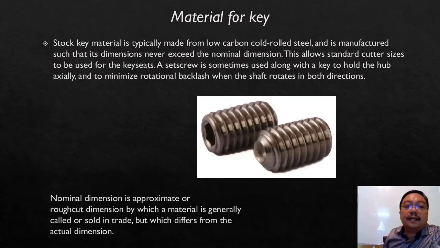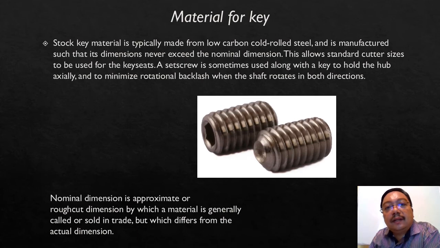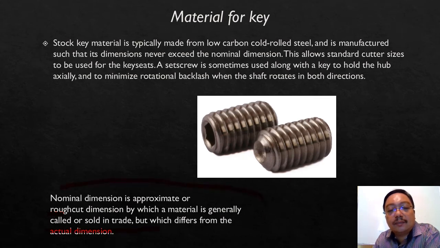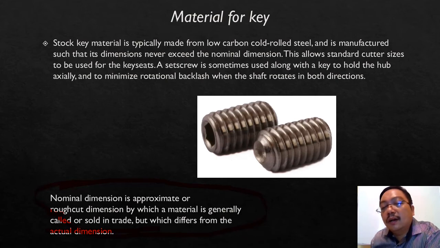Okay, material for key. The stock key is typically made from low carbon rolled steel. It is manufactured so that the dimension never exceeds its nominal dimension. The nominal dimension is the approximate or rough cut dimension by which this material is generally called or sold in trade, which differs from the actual dimension. Of course, we want to cut the key so it must be shorter than its nominal dimension.